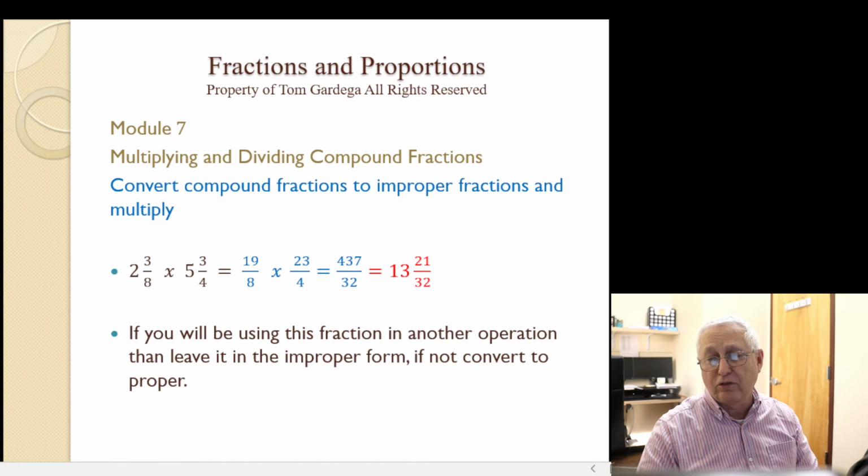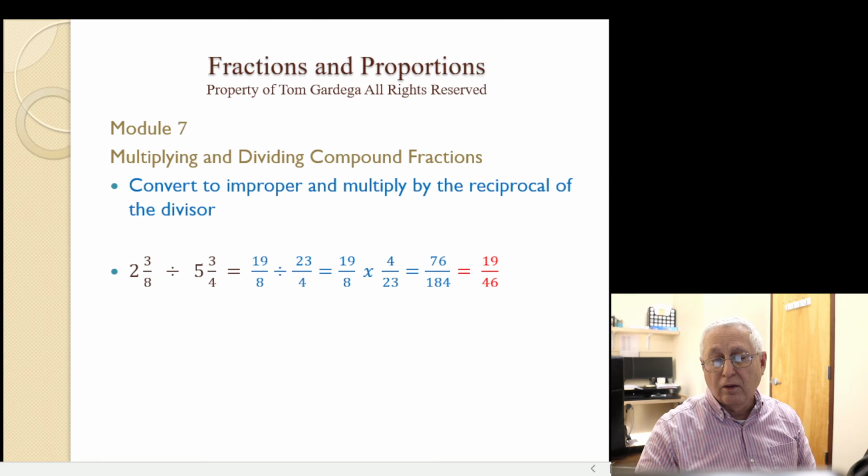19/8 times 23/4. 19 times 23 is 437, and 8 times 4 is 32. We divide the 32 into 437. We get 13 with a remainder of 21/32, and that is the solution. If you will be using this fraction in another operation, then leave it in its improper form. If not, convert to the proper at the last step.